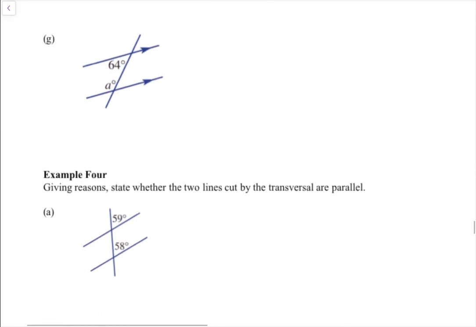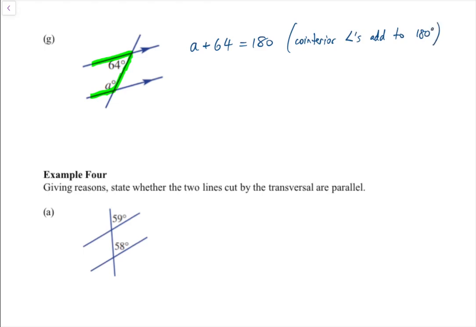We go to part G. For part G, I can see my angle 64 degrees is there. My angle A degrees is there. That's a backward C shape. C shapes were the trickier ones because they add up to give 180. And what's the reason? They're co-interior angles. Co-interior angles add to 180 degrees. That's minus 64 from both sides. And 180 take away 64 is 116 degrees.